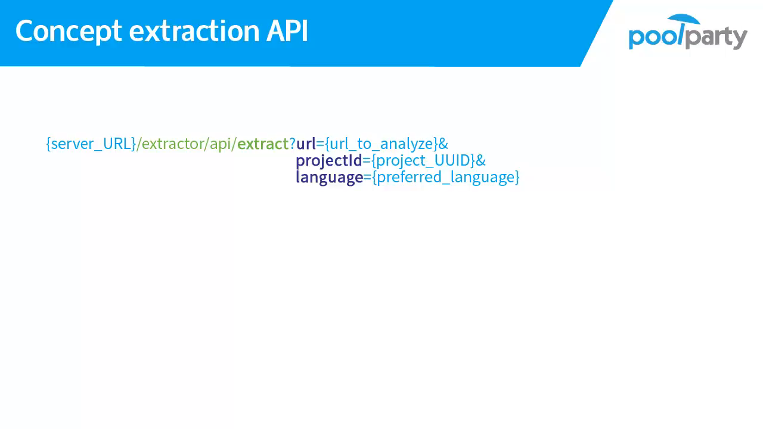All the API calls in PoolParty can be accessed via authentication by any user existing in PoolParty. Of course, the user has to be in the same user group as the project they want to access. For more details about user access rights, check the session about user management. A basic concept extraction call would look like this.